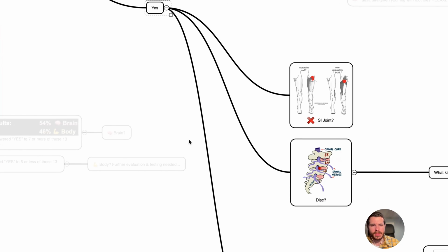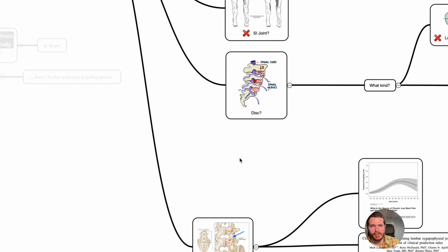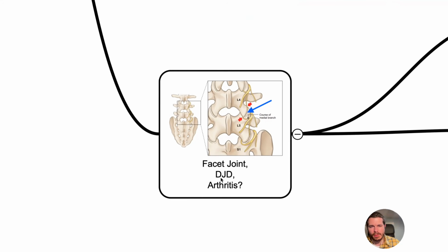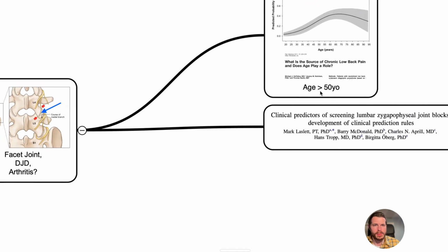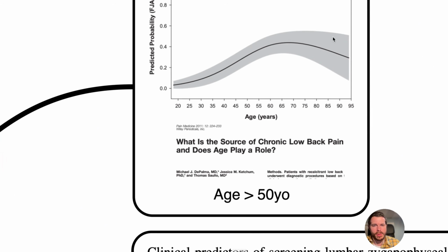Now, bending backwards hurts. It's probably a back problem, but it's not SI because of the location of symptoms. Maybe it's disc, maybe it's not. Could it be a facet joint problem? Could it be degenerative joint disease, arthritis, impacting the health of these joints? Possibly. Are you greater than 50 years old? If so, the probability goes up.